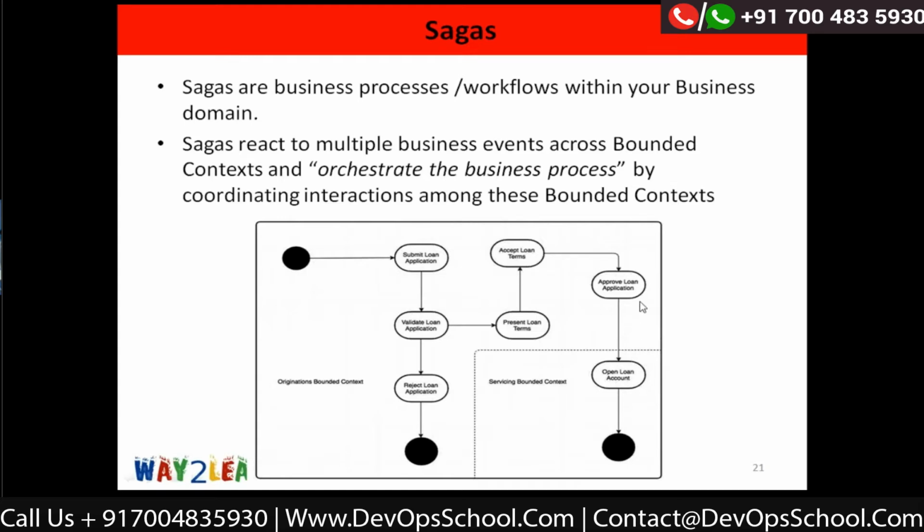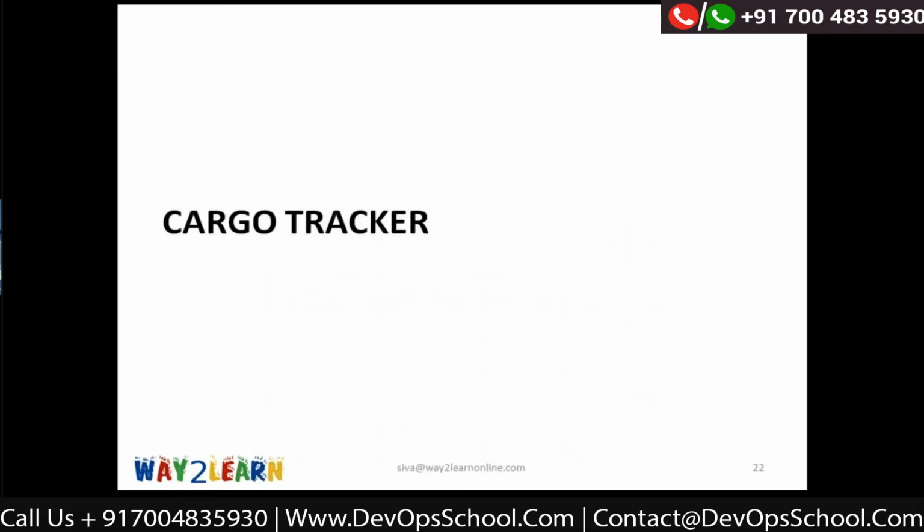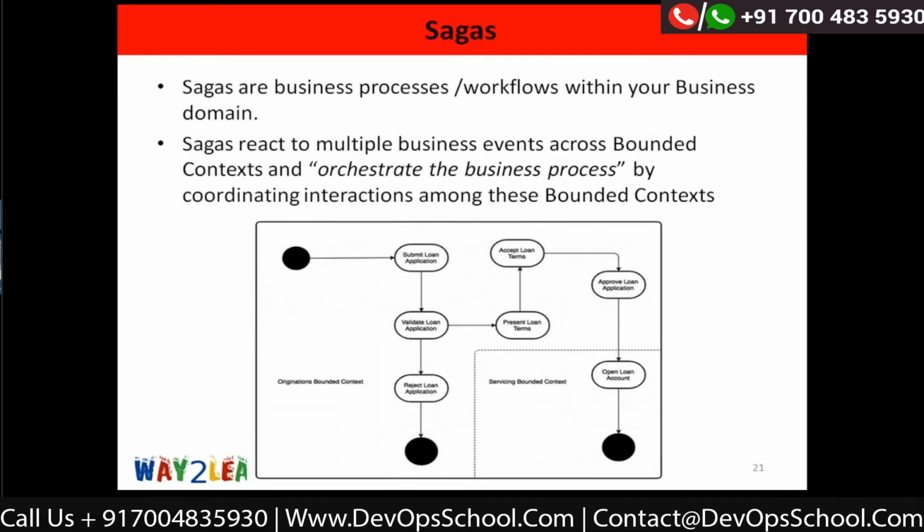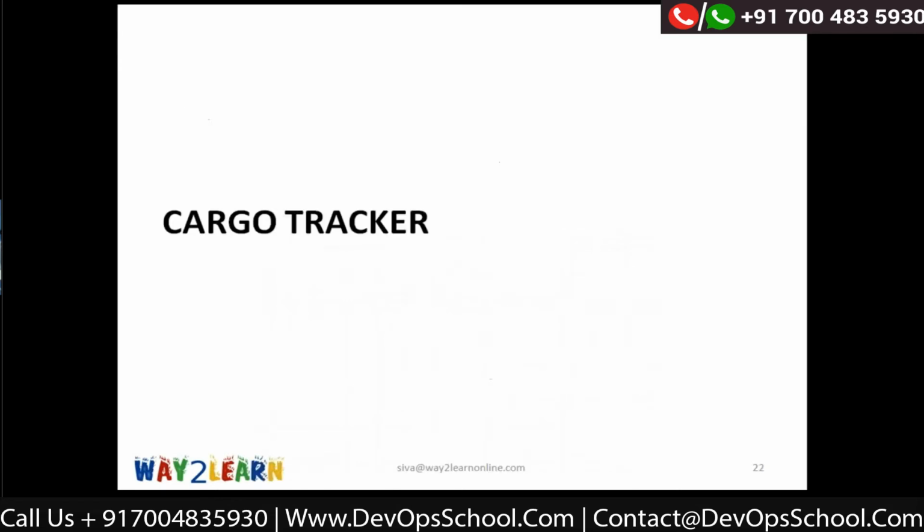In this case, once the loan is approved, opening a loan account has to be done by servicing. Then our saga ends, right? So you have to identify sagas like this, right? So all these things you need to identify, and you have to write the code for all this for implementing your domain model.